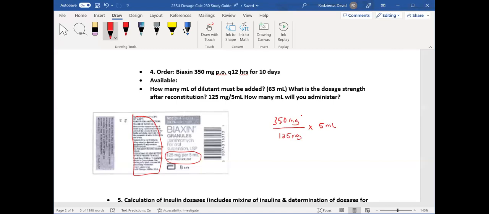And then just in case, sometimes it's helpful just to at least see that I've calculated and you got the same answer I got. So I do 350 times 5 divided by 125, and I'm going to get 14 mL.